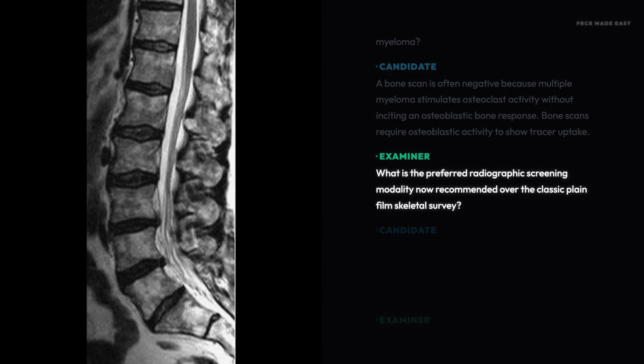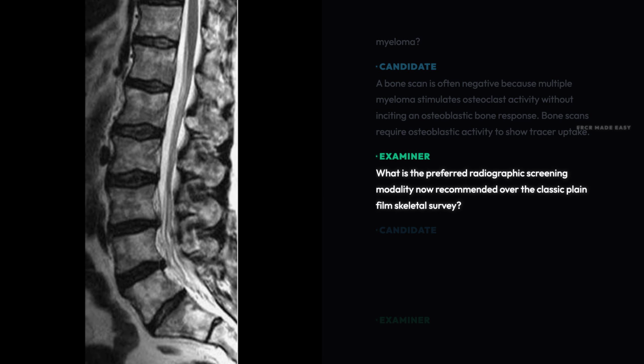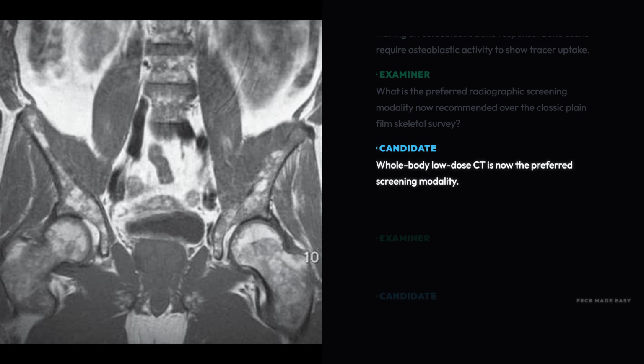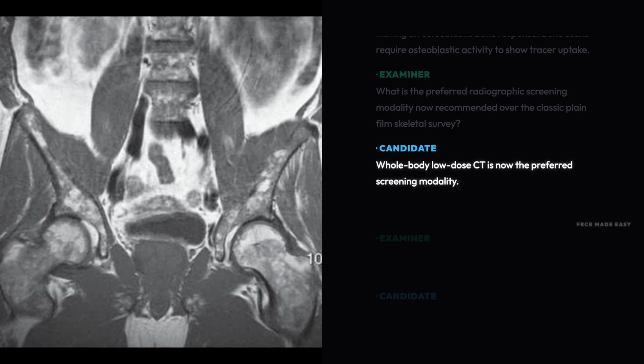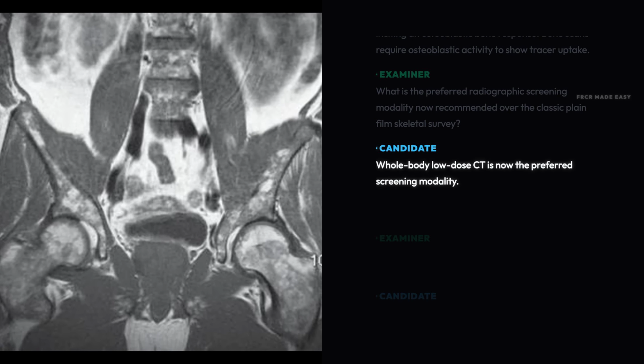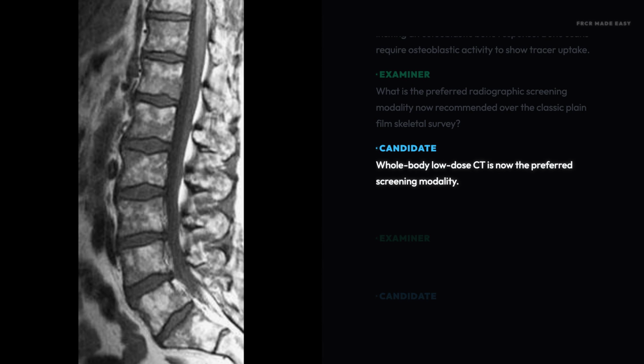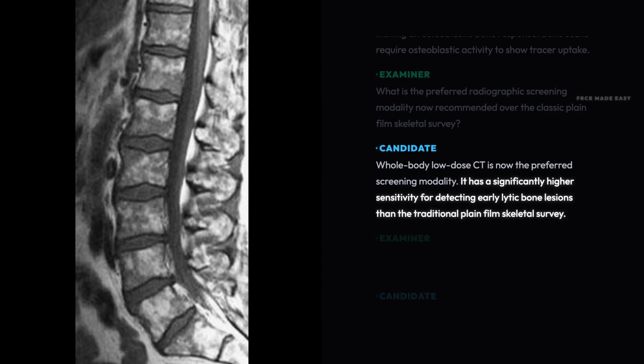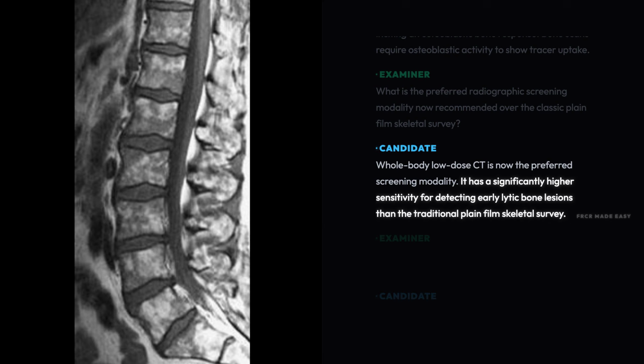What is the preferred radiographic screening modality, now recommended over the classic plain film skeletal survey? Whole-body low-dose computed tomography is now the preferred screening modality. It has a significantly higher sensitivity for detecting early lytic bone lesions than the traditional plain film skeletal survey.